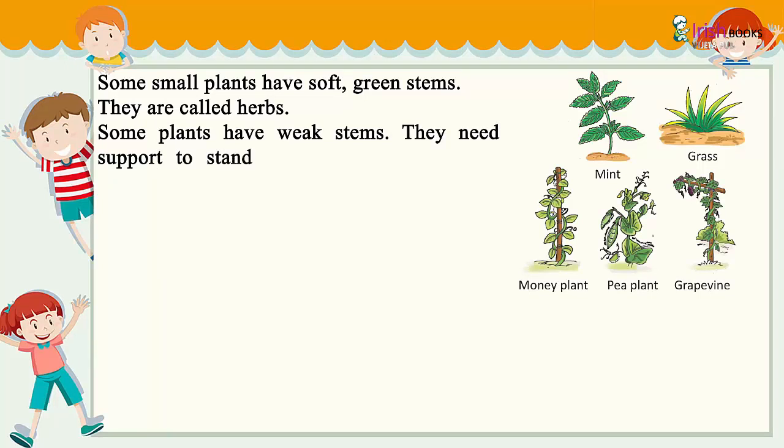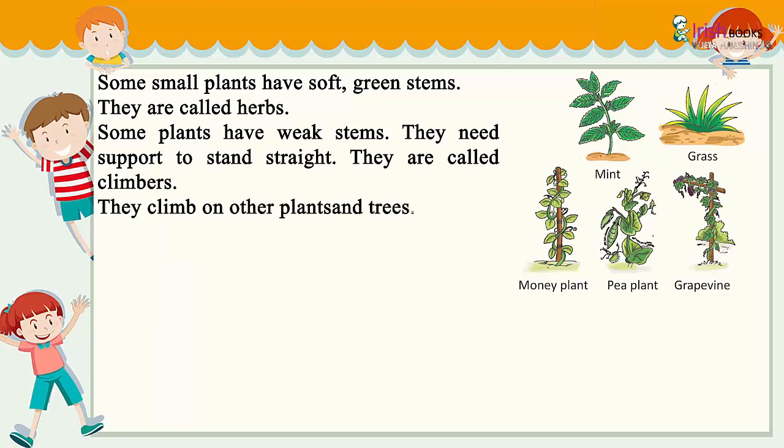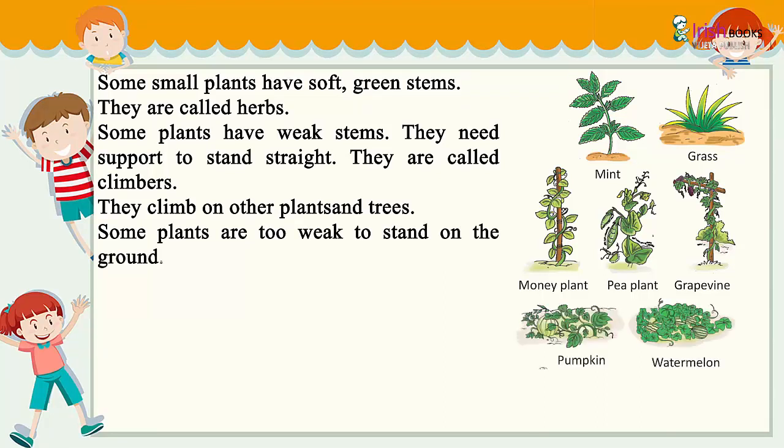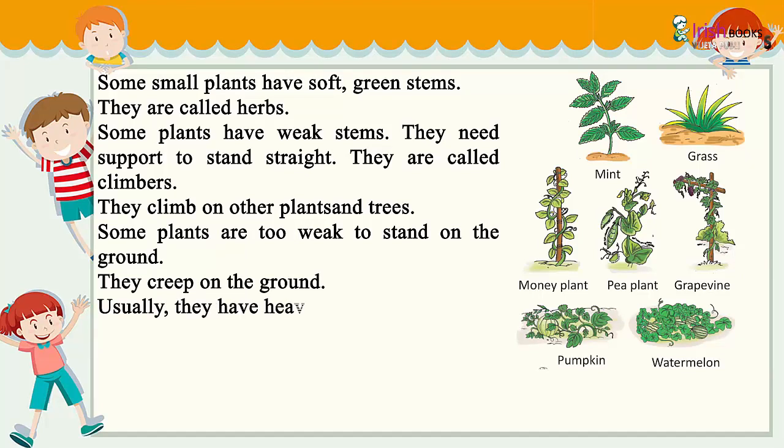Some plants have weak stems. They need support to stand straight. They are called climbers. They climb on other plants and trees. Money plant, pea plant, grapevine.